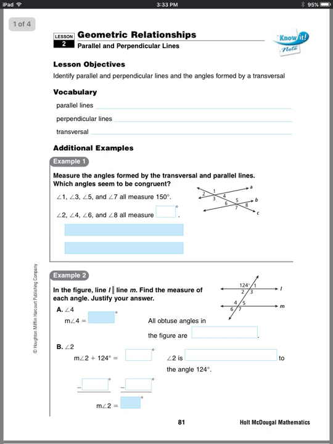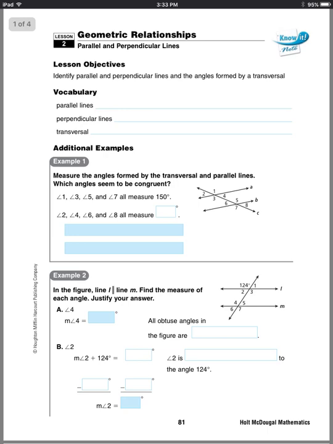Parallel lines are lines in a plane that never intersect. Okay? Perpendicular lines are lines that intersect to create 90-degree angles. And a transversal is a line that intersects two or more lines that lie in the same plane. So if you look at example 1, or example 2, those are both examples of transversals. It's a set of parallel lines cut by a third line.